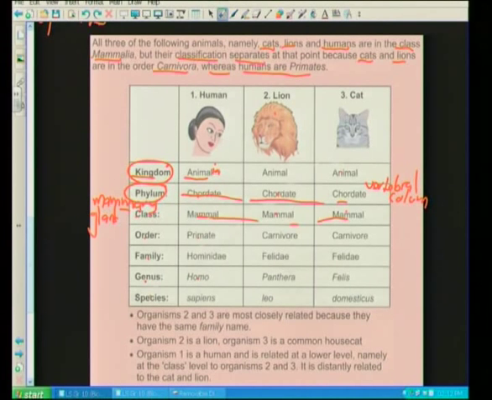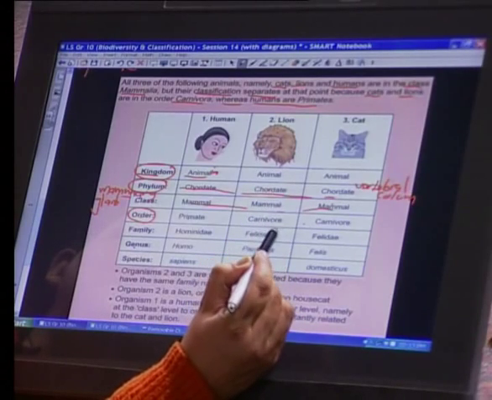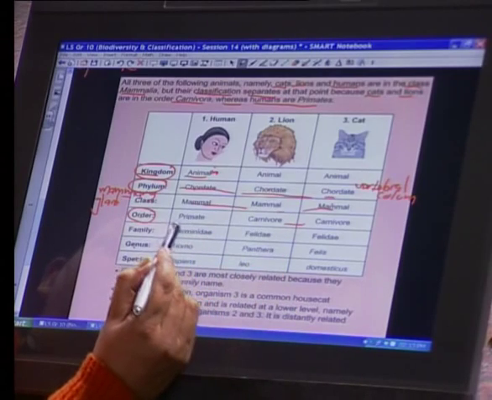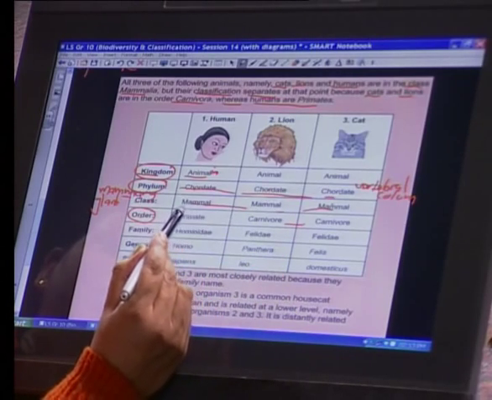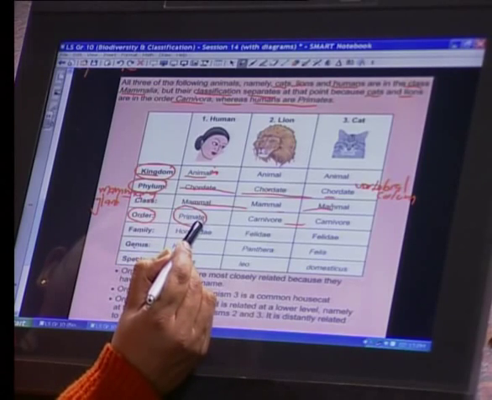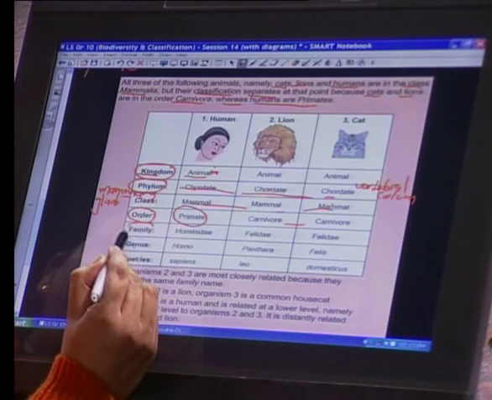But when it comes to order, you find that the lion and cat are closely related because they belong to the order Carnivora. They catch and they kill their prey. Whereas man can cook food, he depends on maybe dead meat, but he does not catch and kill his prey. Therefore, he belongs to the order Primate. So with regards to the order, lions and cats are closely related because they share the same characteristic of being carnivorous. And humans will differ in that order because they are primates. They are not carnivorous.